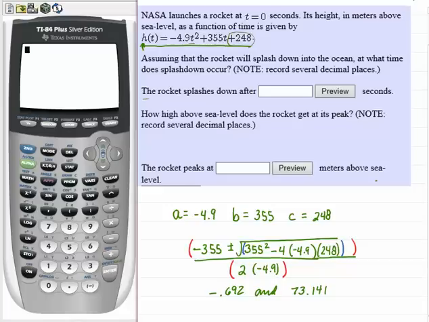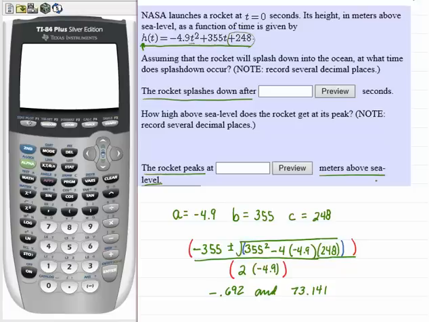It wants to know when the rocket will splash down. So basically what we're looking for there is when the height of the rocket will be 0. So we're looking for the 0 of the function. Then we also want to know how high the rocket will be. Well, that's going to be the maximum point of the rocket, the maximum of the function, I guess.